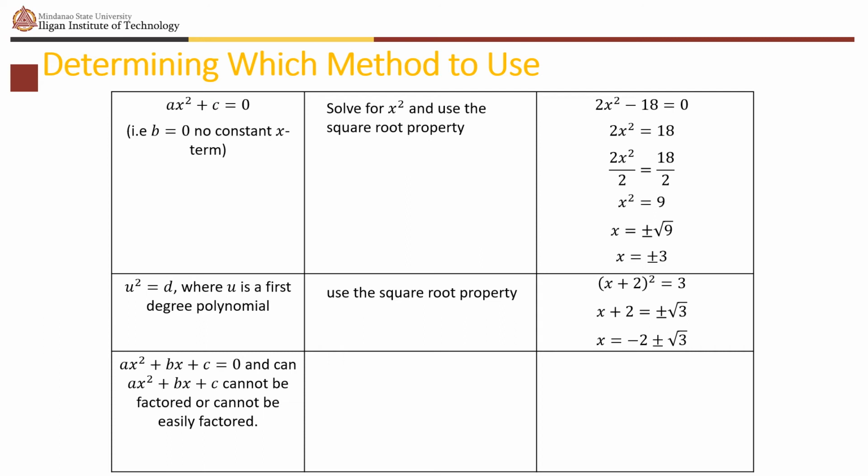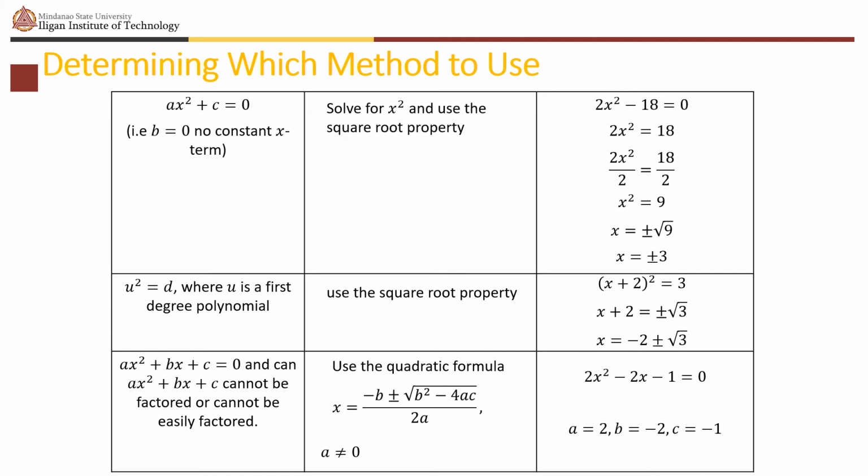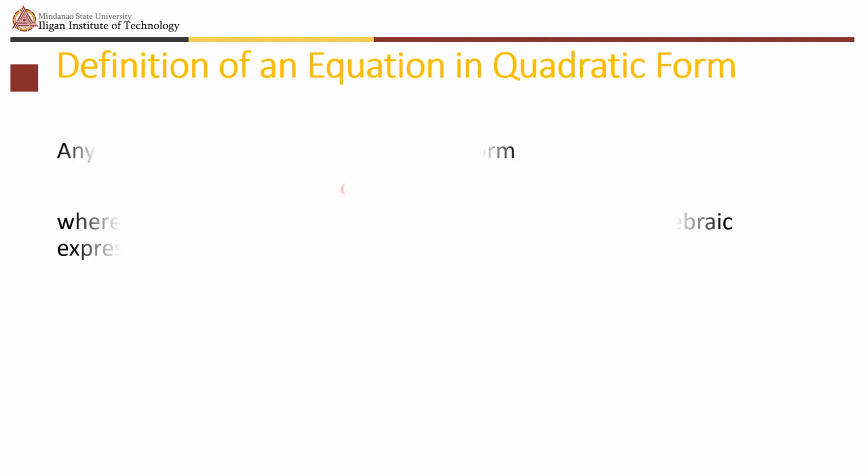If you have ax squared plus bx plus c equal to 0, and it cannot be factored or cannot be easily factored, then you can make use of the quadratic formula. That is, you now can have x equals minus b plus or minus square root of b squared minus 4ac over 2a, where a is not equal to 0. So simplifying this, since you have 2 here to be your a, and b is negative 2 and c equals negative 1, you can solve the following.